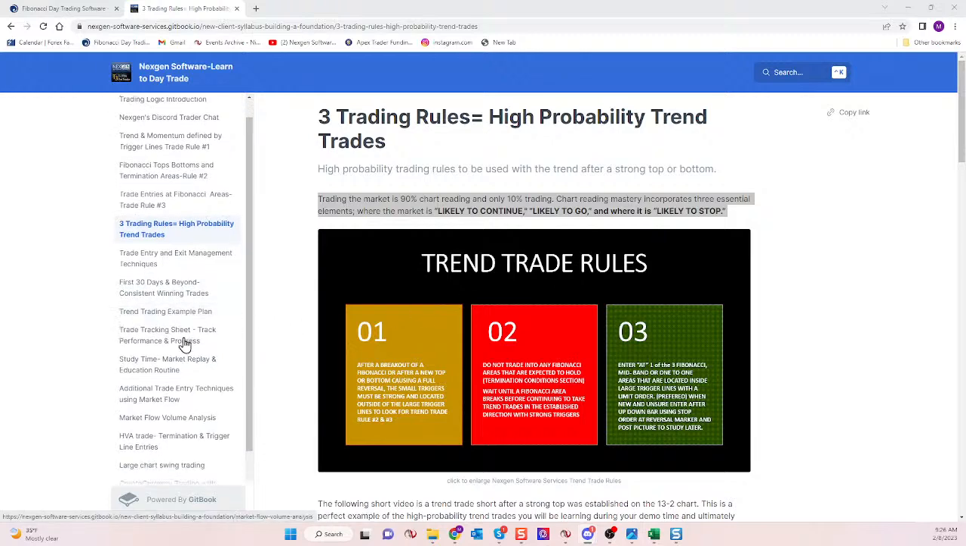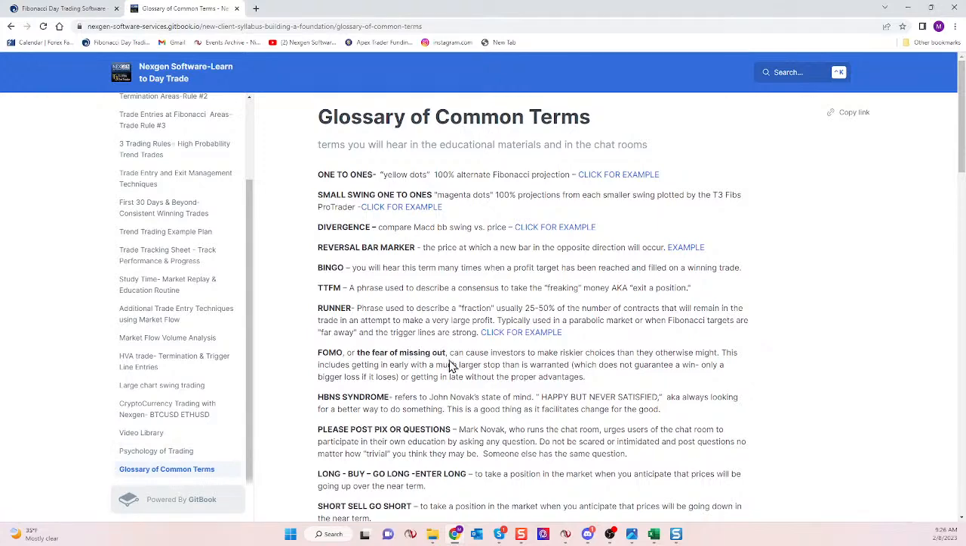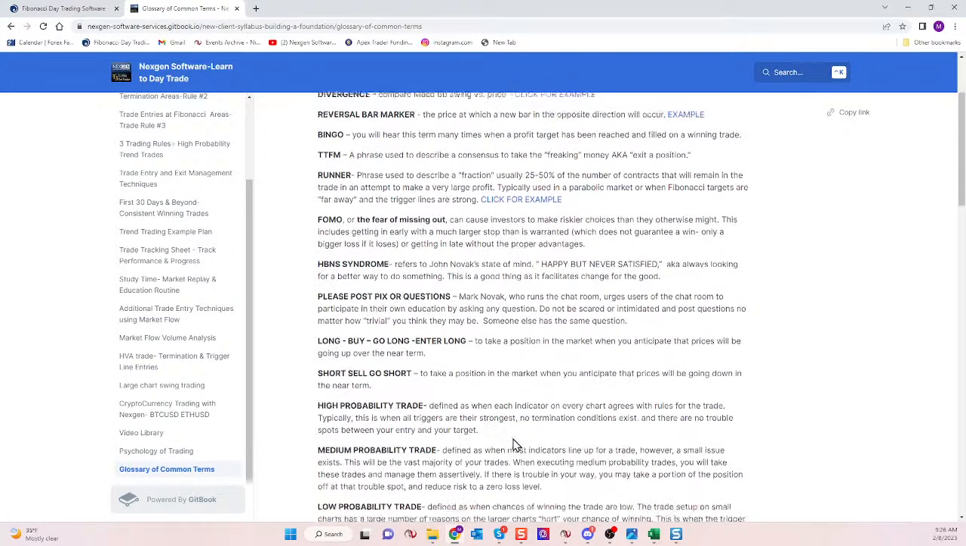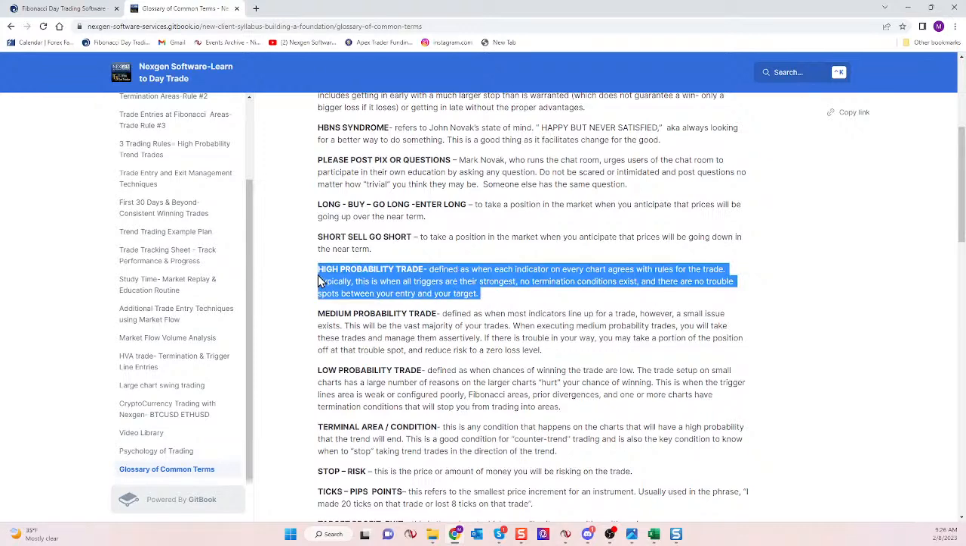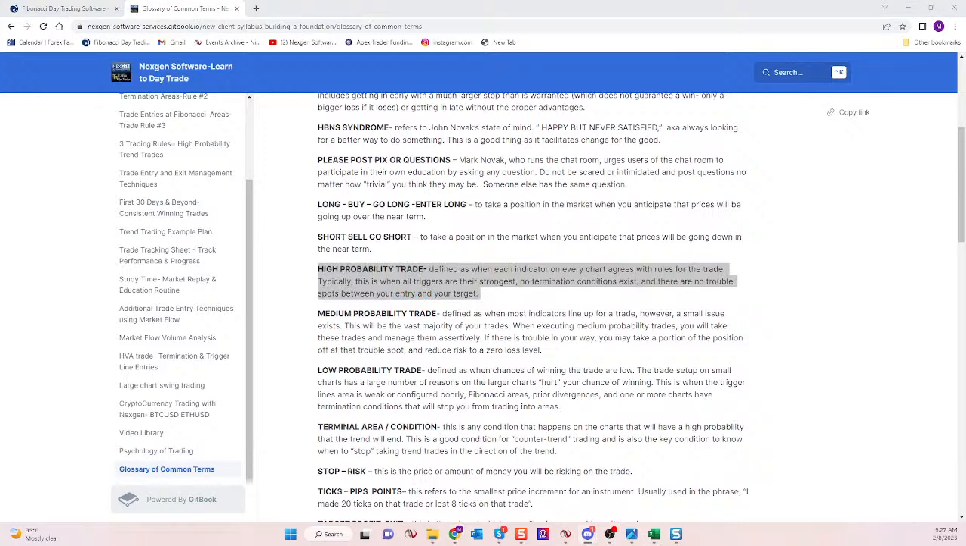And a high probability trade means that each indicator on every chart agrees for a trade. It means that you have the strongest triggers. It means that you have a clear path. And it means that you've taken an entry where the market is likely to continue and there's nothing between your entry and your target, guys.